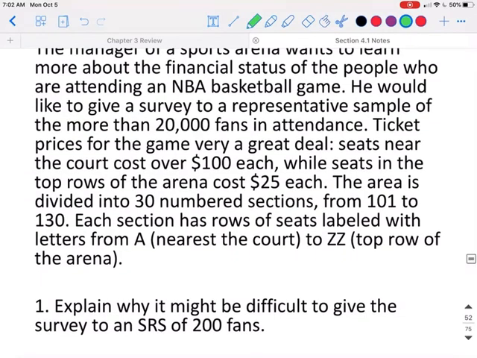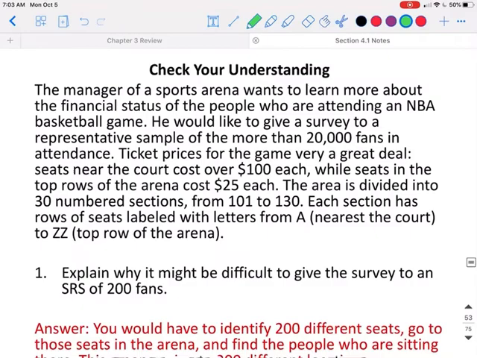Explain why it might be difficult to give a survey to a simple random sample of 200 fans. So you would have to identify 200 different seats. Go to those seats in the arena, find the people who are sitting there, and then collect the information from those people. So this means going to 200 different locations throughout the arena, which would take time, and people are not always in their seats throughout the entire game.